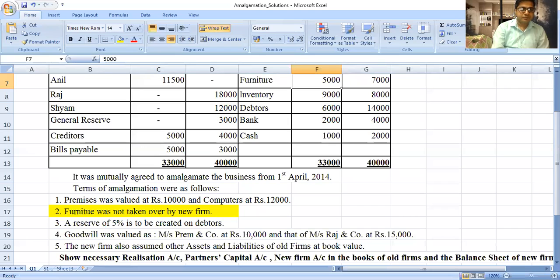After this, the next adjustment is settlement of the partner's loan. If there is a loan, the entry is partner's loan account debit to cash or bank account. But there is no loan here. If you see, creditors and bills payable are the two liabilities, and there is no loan, so no need to put this. Clear?